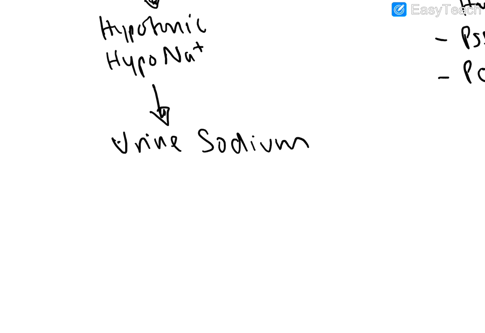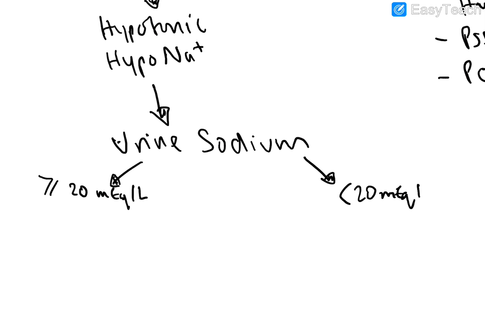Now if the urine sodium is more than or equal to 20 milliequivalents per liter, we have a certain section over here, and if the urine sodium is less than 20 milliequivalents, we have another section over here.